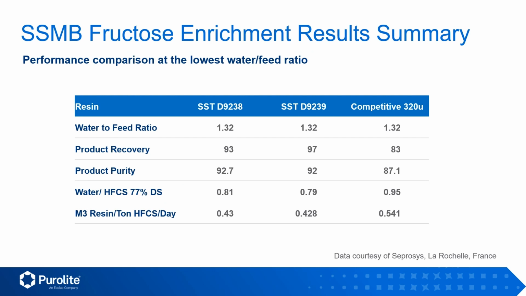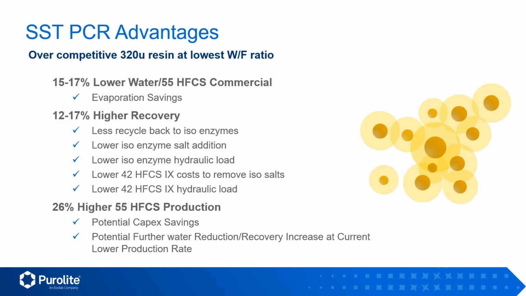This data shows the comparison of the 2 SST-PCR resins against the standard competitive resin at the lowest water-to-feed ratio of 1.32. The data from the previous slide shows that the 2 SST-PCR resins show a 15 to 17% lower water consumption, resulting in evaporation savings, a 12 to 17% higher fructose recovery, resulting in less byproduct recycle back through demineralization and isomerization, and 26% higher resin productivity, allowing for increased production.